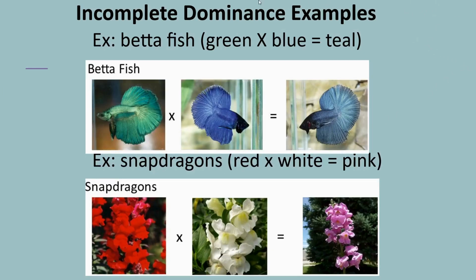Here are some extra examples of incomplete dominance. Here we have a green betta fish and a blue betta fish, and when crossed together, they create a teal betta fish. This is an example of incomplete dominance. And again, we have our example with the snapdragons.